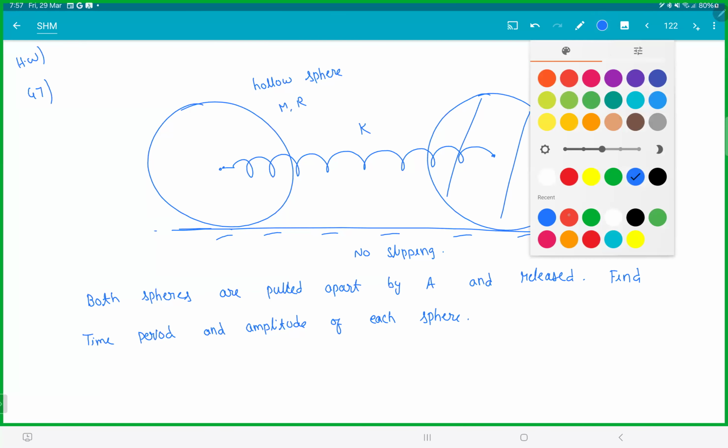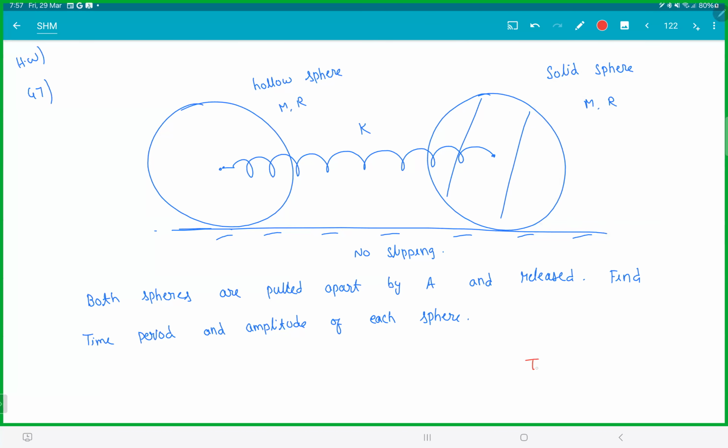And for people who want to verify the answer, the time period will come to be 2 pi root over 35m by 46k. That is the answer you should get. Definitely try this, spend some time. So next class, when we catch up, first thing in the class we'll be doing this. After this, we have a few more problems on this, and then we will do something called torsional pendulum. That is easy, and we'll do infinite pendulums.